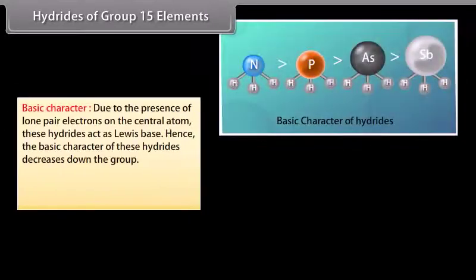Basic character. Due to the presence of a lone pair of electrons on the central atom, these hydrides act as Lewis bases. Electron density around the central atom decreases down the group. Hence, the basic character of these hydrides decreases down the group.